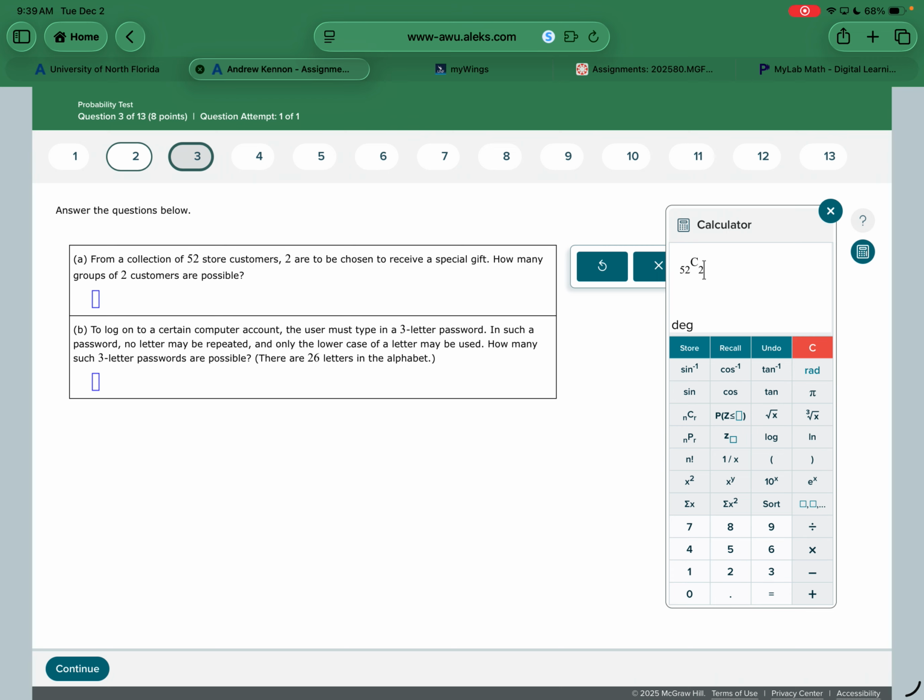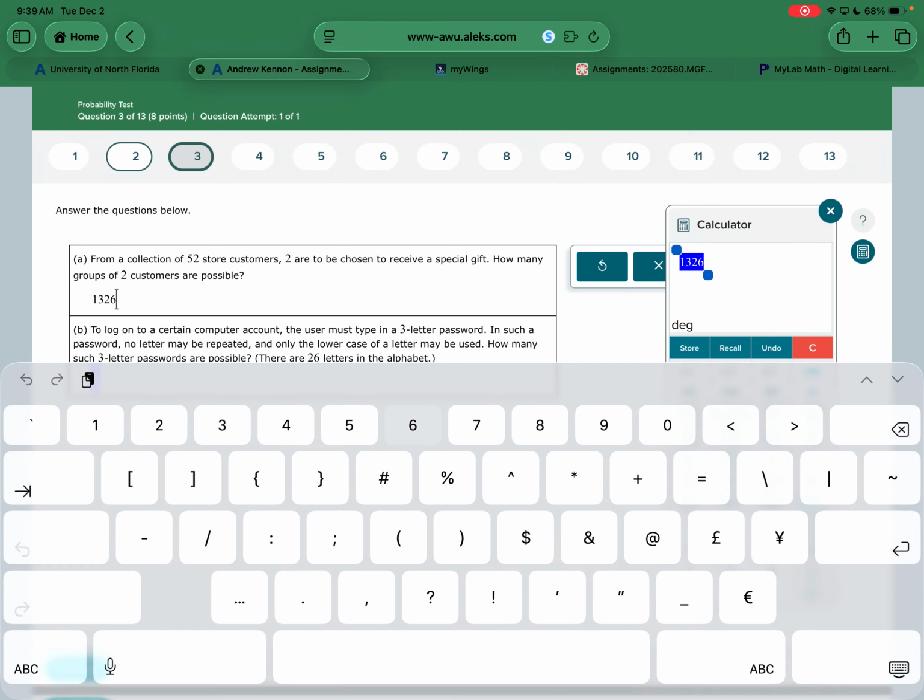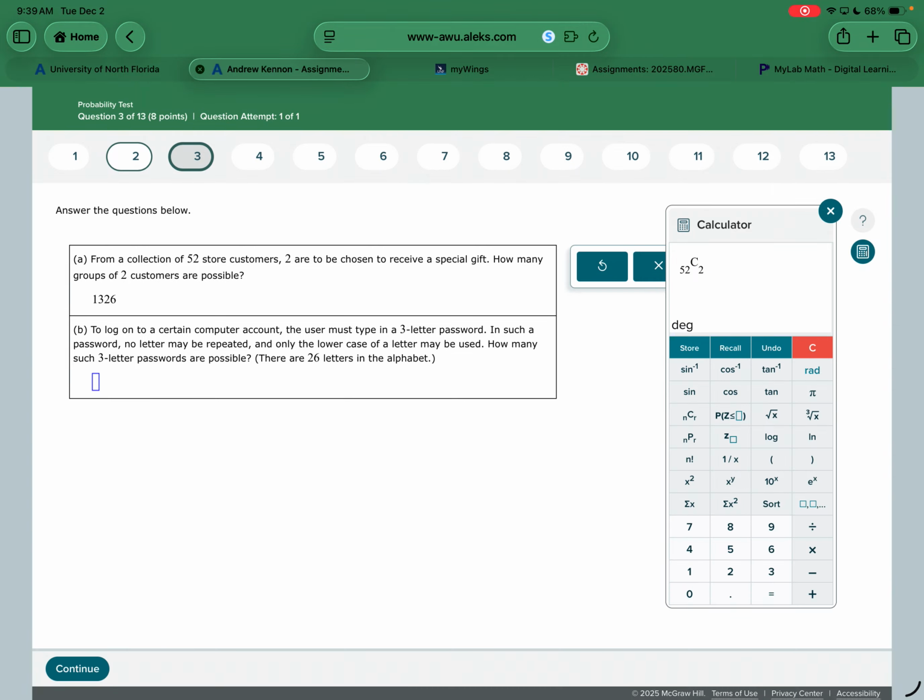Oh, by the way, I know this is a combination permutation problem because I have a total amount and I'm choosing a certain amount out of that. So when you have 2 numbers that you're looking at like that, a total number and you're choosing from it, that tells you it's permutation or combination. So this one is 52 combination 2. Let's go ahead and get our answer in here so we can take a screenshot. That's 1326.